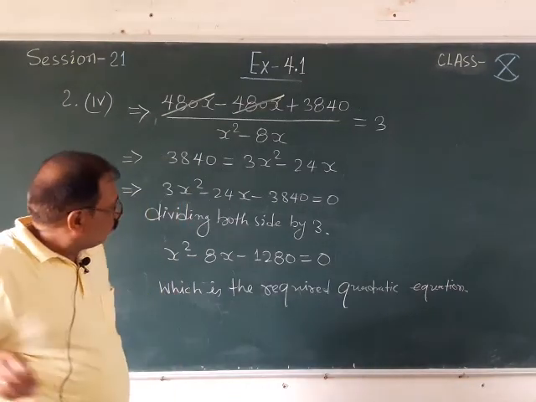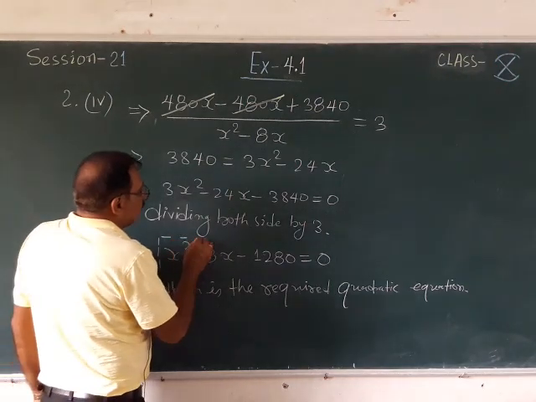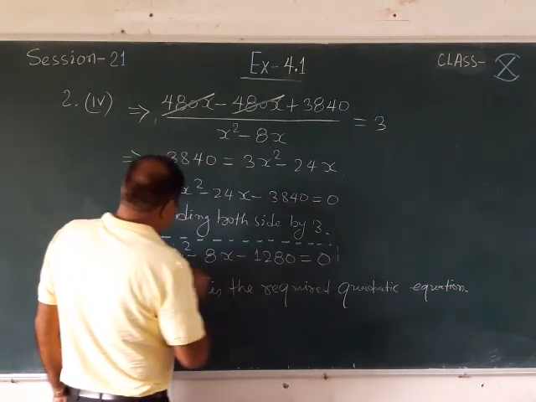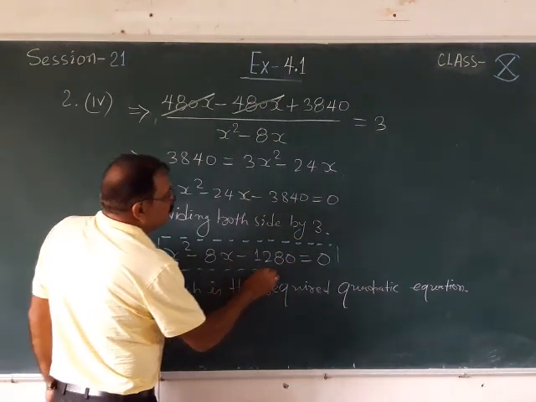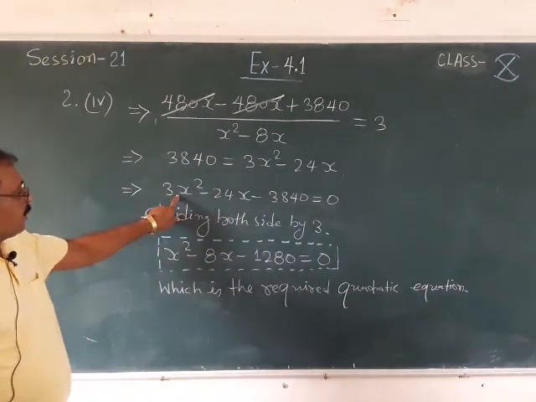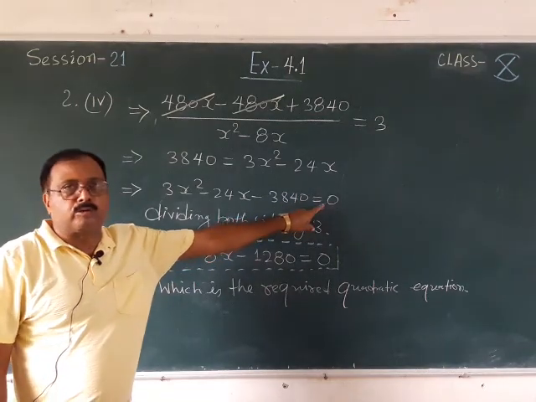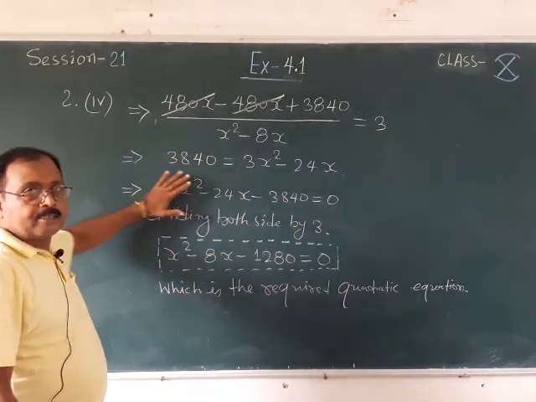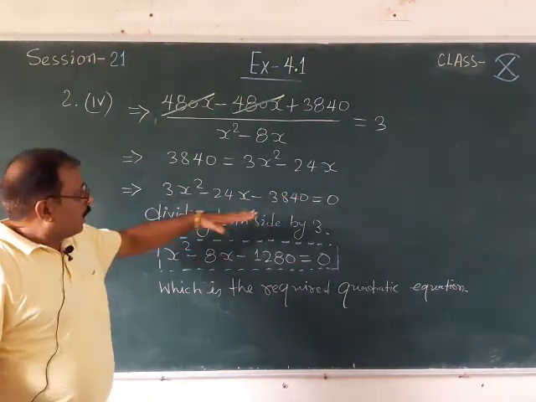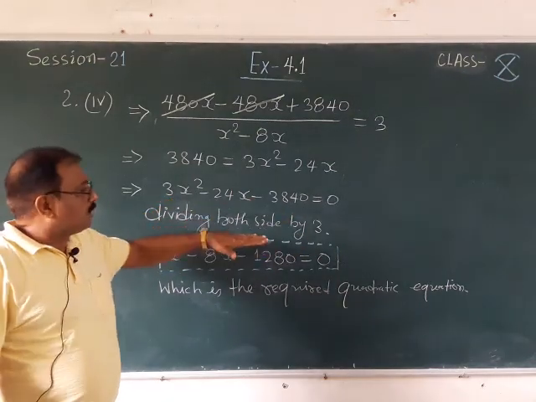Now one thing you should keep in mind is that the equation must be written in its lowest form. Lowest form means if any number can divide all the terms of an equation, you can divide it. Here I have written 3x square minus 24x minus 3840 equal to 0. The equation is framed here. It is also a quadratic equation, but I have seen that 3 can divide all the terms, so it is divided by 3.